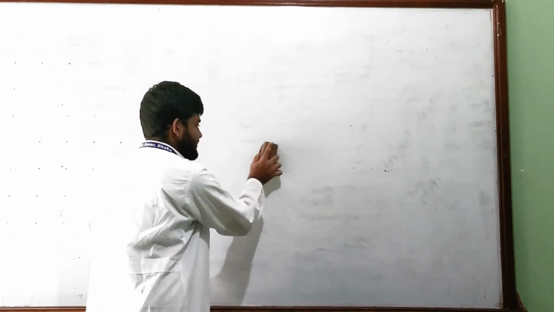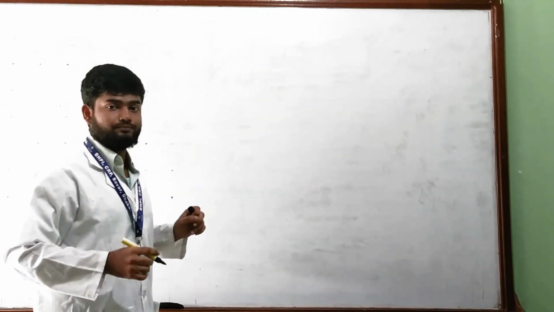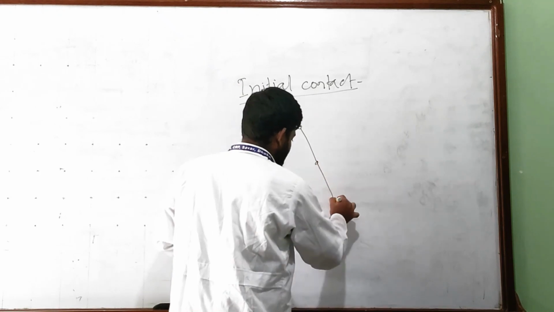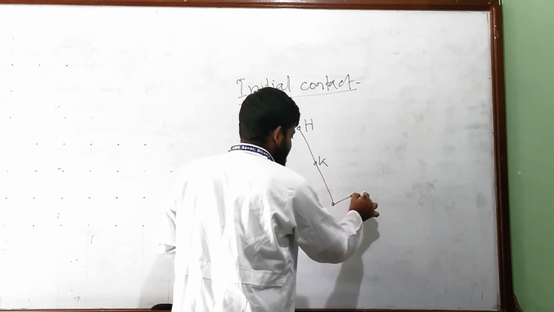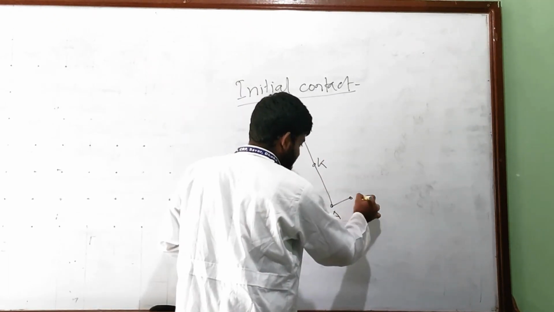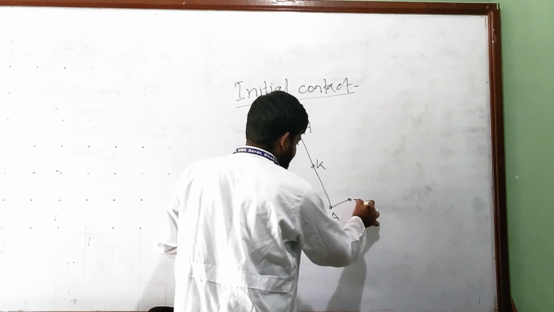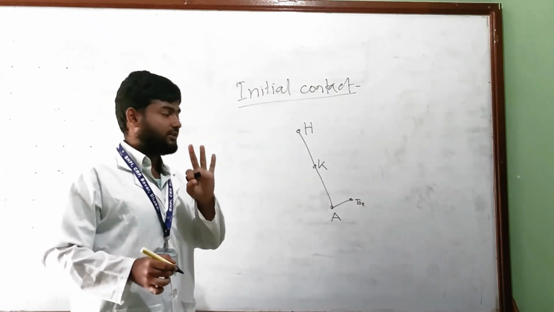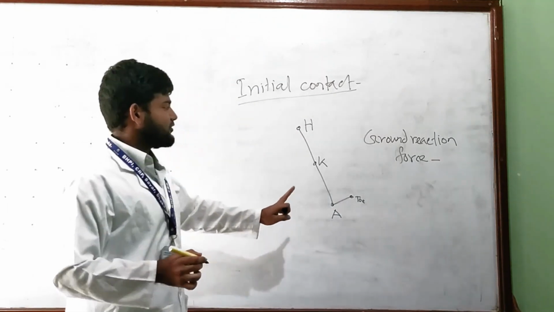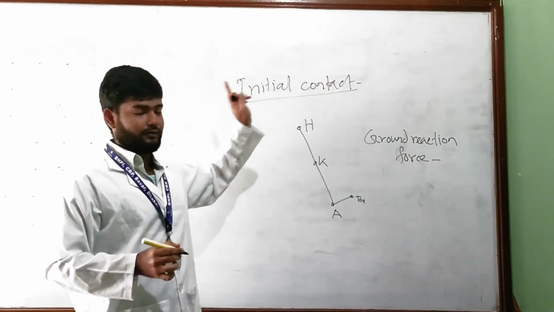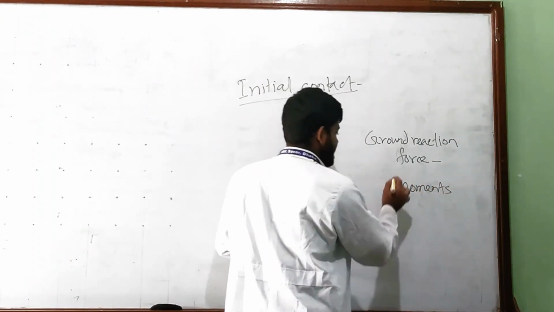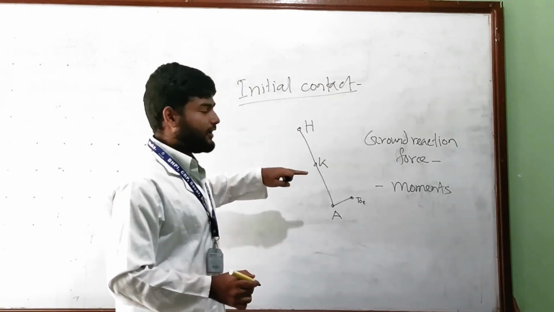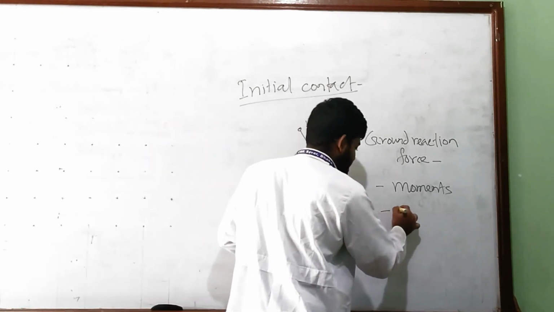We know all the phases, how they look like. In case of initial contact, this is our hip, this is knee, this is ankle, and this is our toe. Here we have to look for some specific things. First we have to see the ground reaction force, which way it is going, that determines the moments, and from that we can identify the muscle actions.